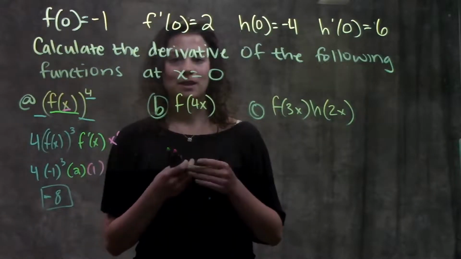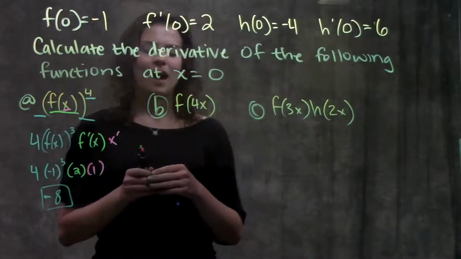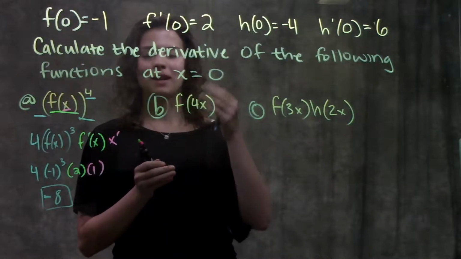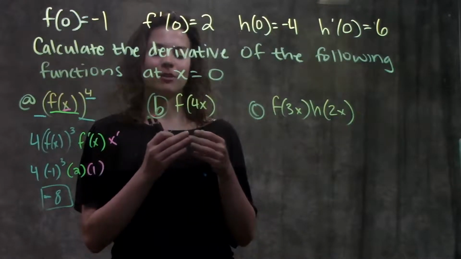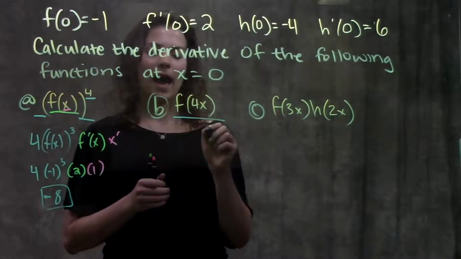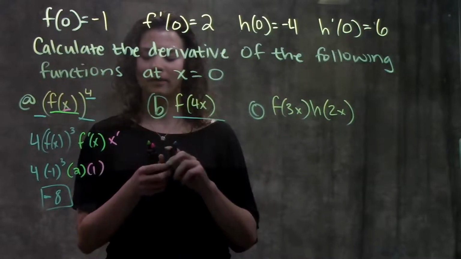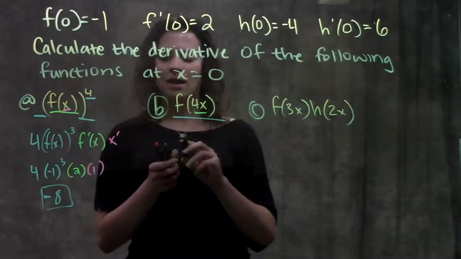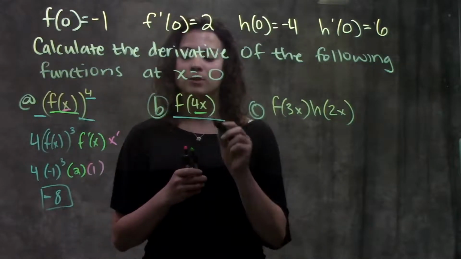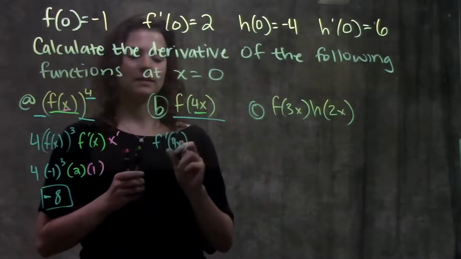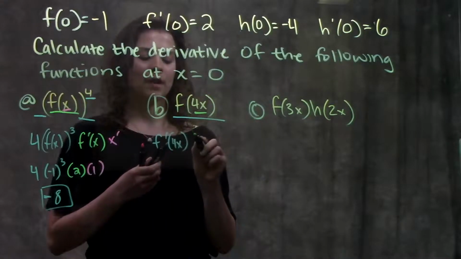Moving on to part B, I'm going to do the same strategy. I'm first going to identify my outside function, identify my inside function, then plug in all my values. Part B gives me f of 4x. My outside function here is just f of whatever the inside part is. And my inside function is just this 4x part. Using chain rule, the derivative of this function becomes f prime of whatever that inside is, times the derivative of 4x.